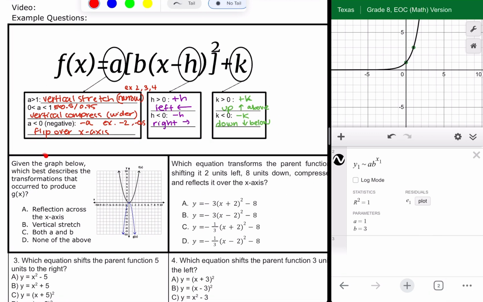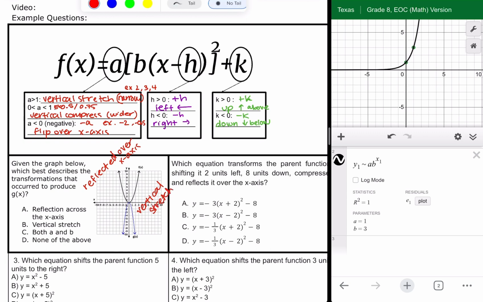Our first question says, given the graph below, which best describes the transformation that occurred to produce g of x? So right here, we started going up, but then we went down. So we know we reflected over the x-axis. But then we also got skinnier. If you look at the shape of the one that we started with, the blue is skinnier. So I also know that we had a vertical stretch.